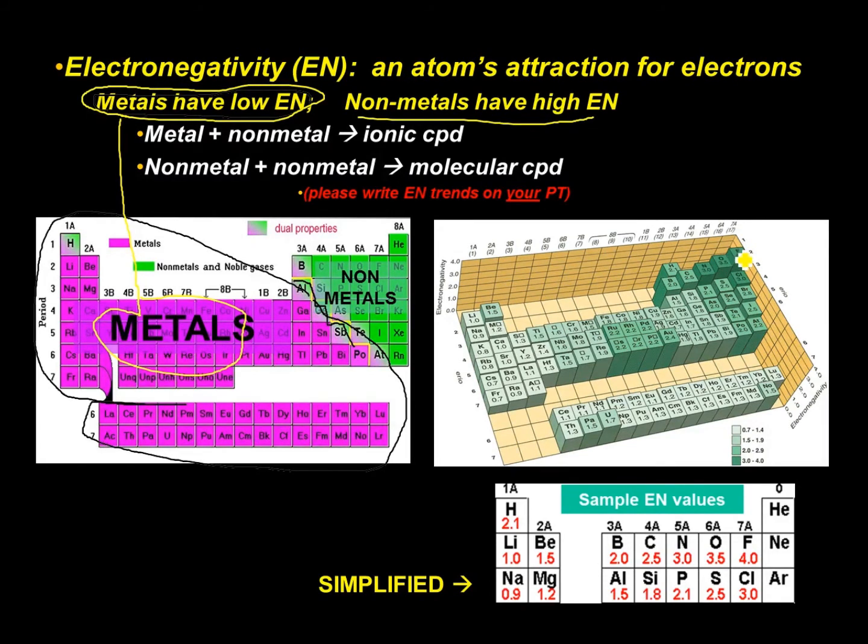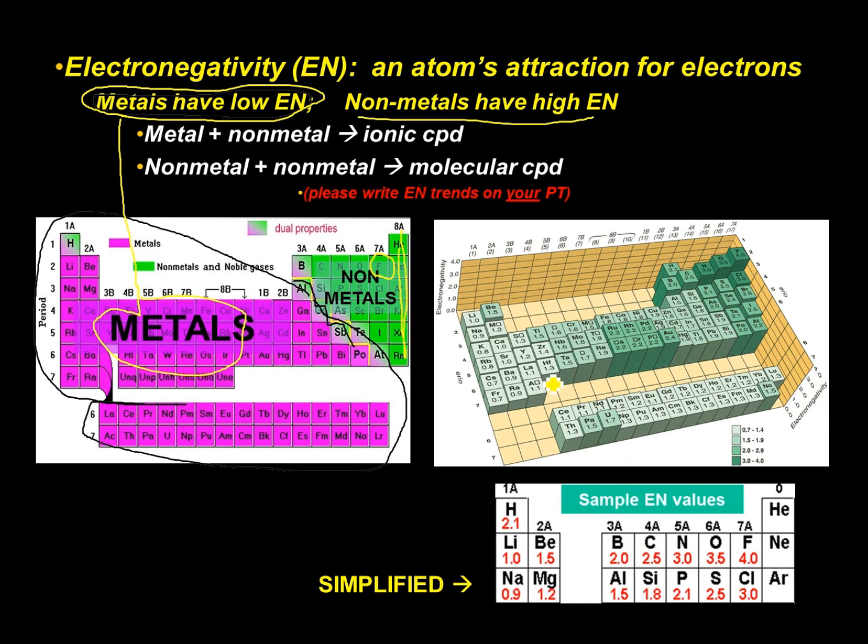Now, one thing you have to remember is this periodic table doesn't show the noble gases right here, because noble gases are exceptions. They do not have a high electronegativity. They do not want more electrons. They already have a full outer shell, so they're good. So fluorine right here, that's the one that has the highest electronegativity.